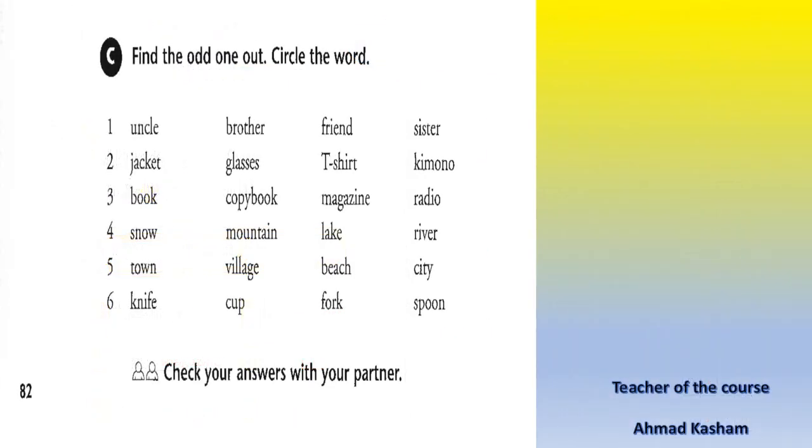Now let's move to exercise C on the same page, on page 82. Find the odd one out. Circle the word. Odd means strange. We have some words and we should take out the strange one, the unsuitable one to be within this group of words. Now, number 1. Uncle, brother, friend, and sister. Which one should we take out? So it's friend. Why?